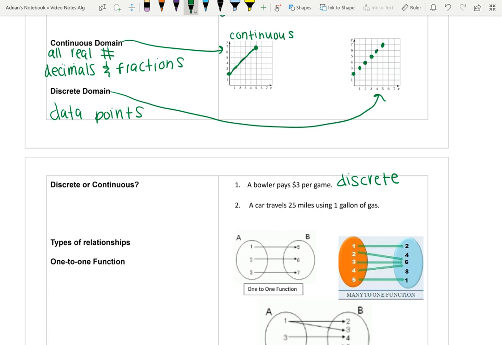Whereas our other one, a car traveling 25 miles using 1 gallon of gas, is going to be our continuous one. Because you could go 23.2 miles and use less than a gallon of gas. There's all these different data points in between as they're going those 25 miles. After 1 mile, you've used a certain amount of gas. After 1.1 miles, you've used a certain amount. So there's a whole lot of data points.